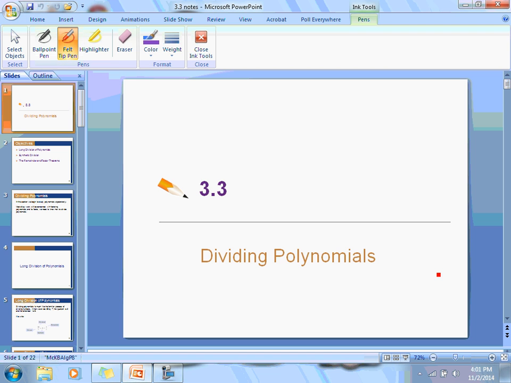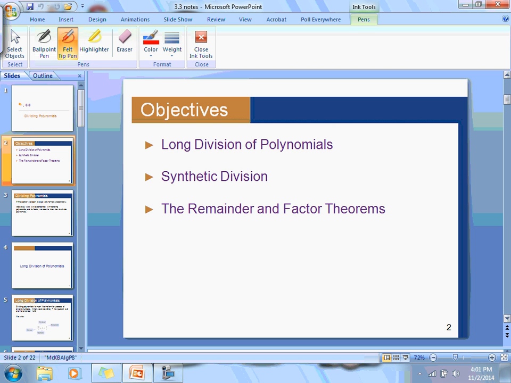And today we're going to talk about long division of polynomials and synthetic division of polynomials. We're going to review just a little bit with the long division and then do most of the work with synthetic division. And then we're going to talk about the remainder and the factor theorems and how you can use synthetic division to basically evaluate a big polynomial function.